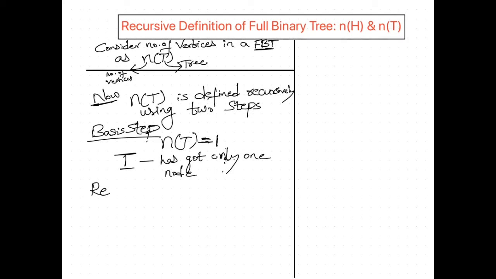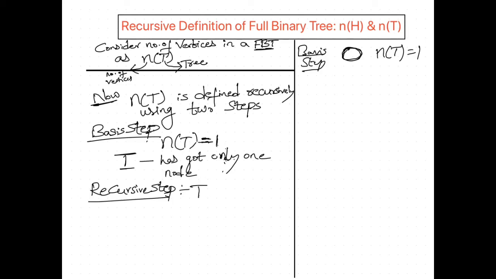See here, I am taking a full binary tree. In the full binary tree only one node is there, which is called a vertex. And what is n of T? N of T is obviously 1, because only one vertex is there. Okay, n of T is equal to 1 in basis step. Now let us move to the recursive or inductive step. In the inductive step, what am I going to do?